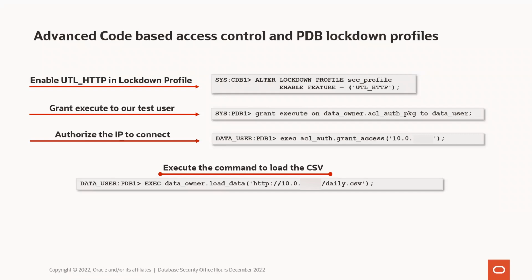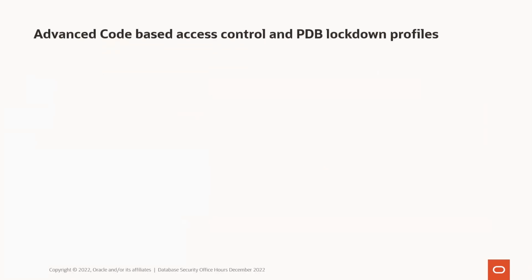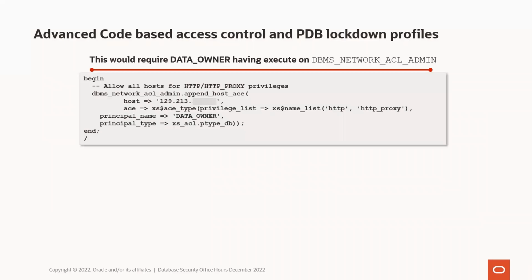Okay. So now when I execute the command and I load data and I pull down this daily CSV file and I load it into the database, when I'm complete, all I have to do then is revoke that access. So again, I'm back to this least privilege model where the database can't connect to this IP address, but it can when it needs to run the proper procedure to load the data. I got around the need to grant execute on that package, that DBMS network ACL, by using dynamic SQL.